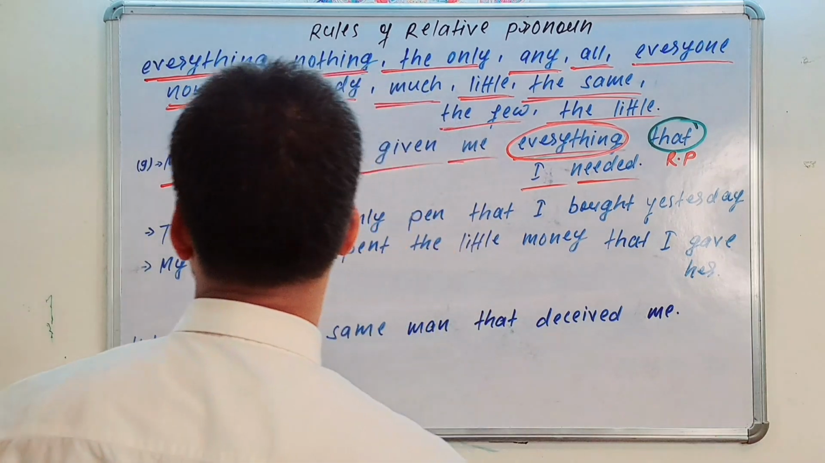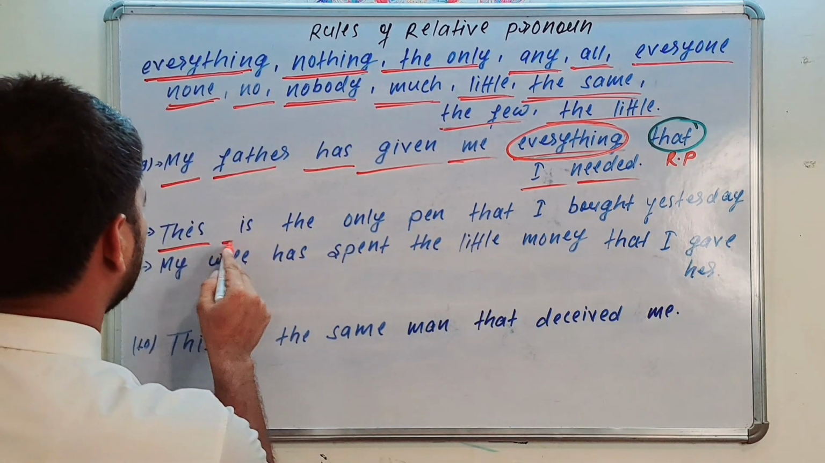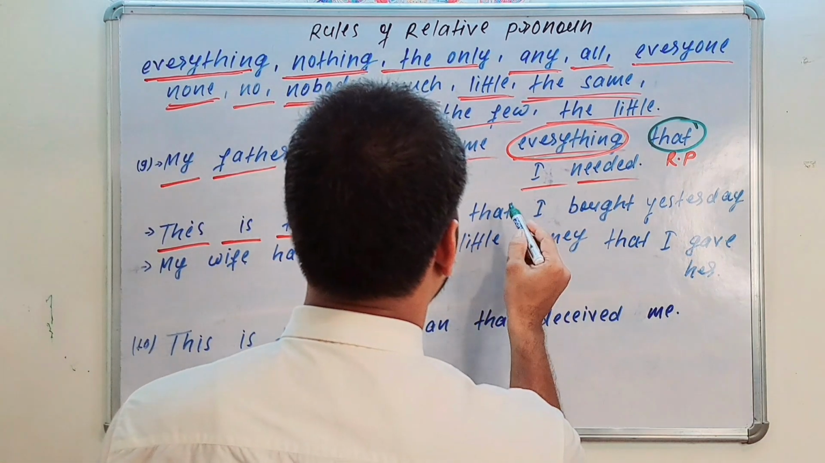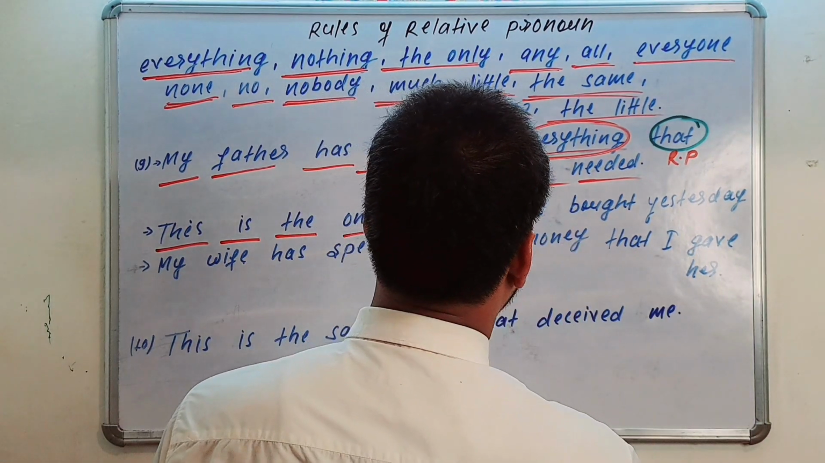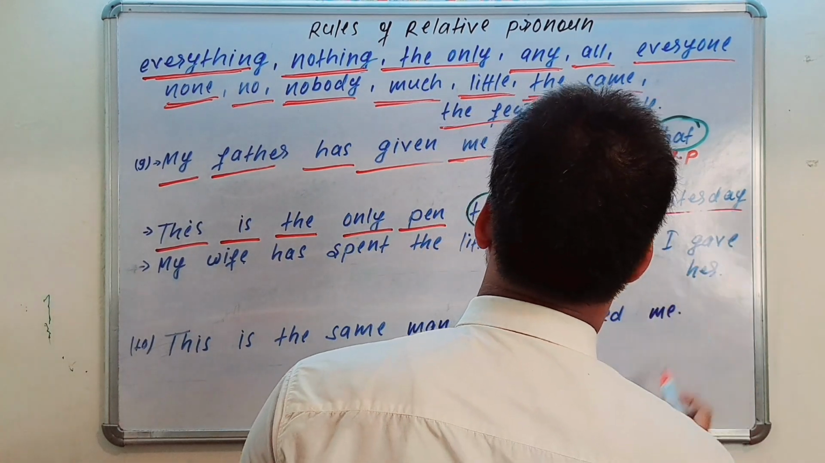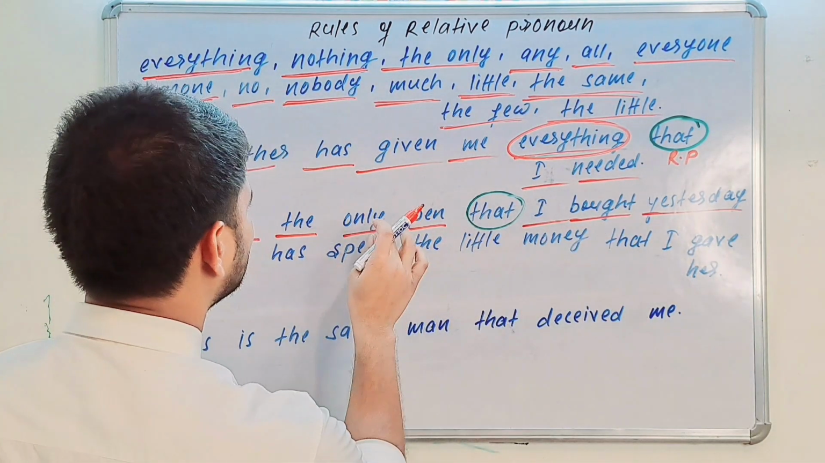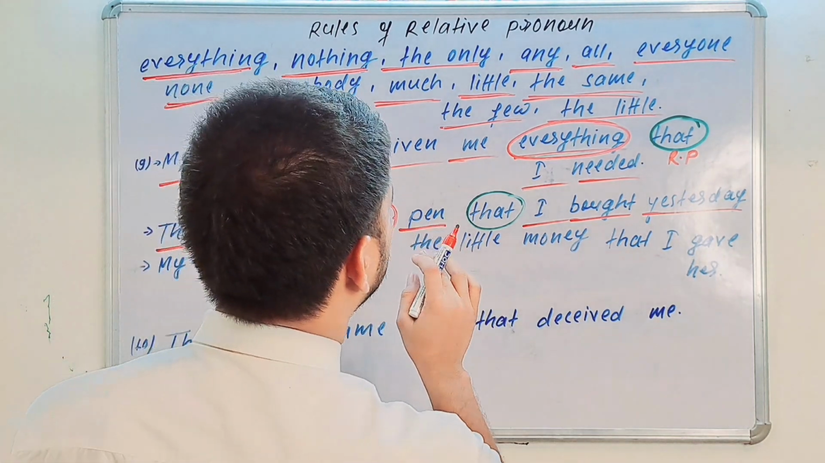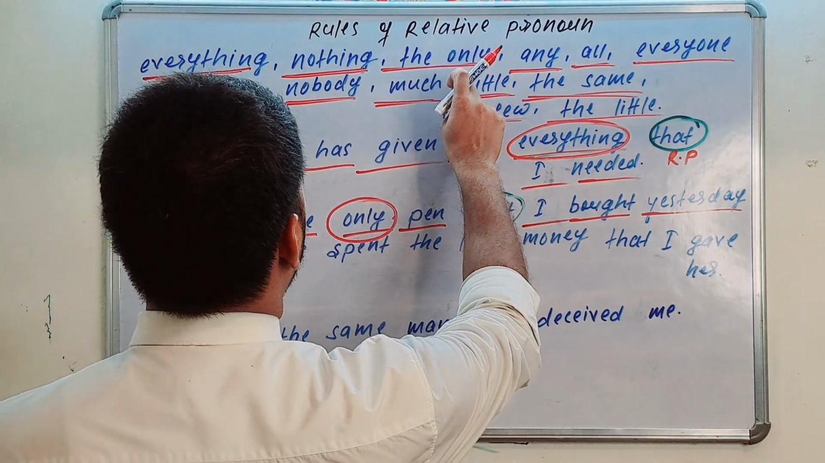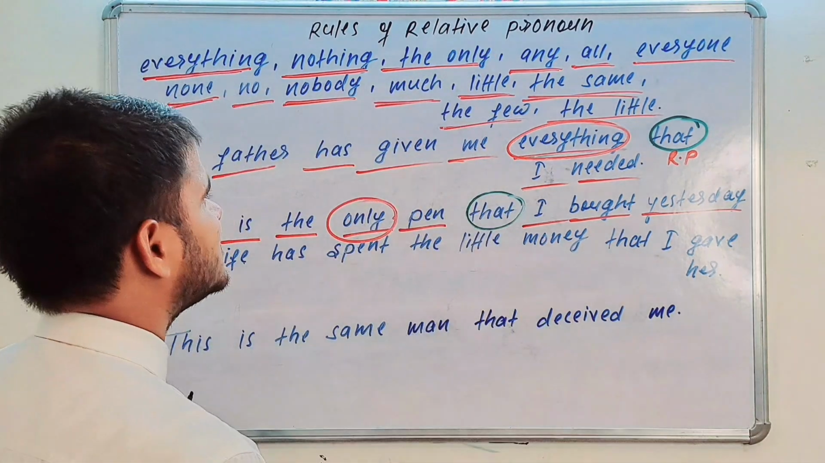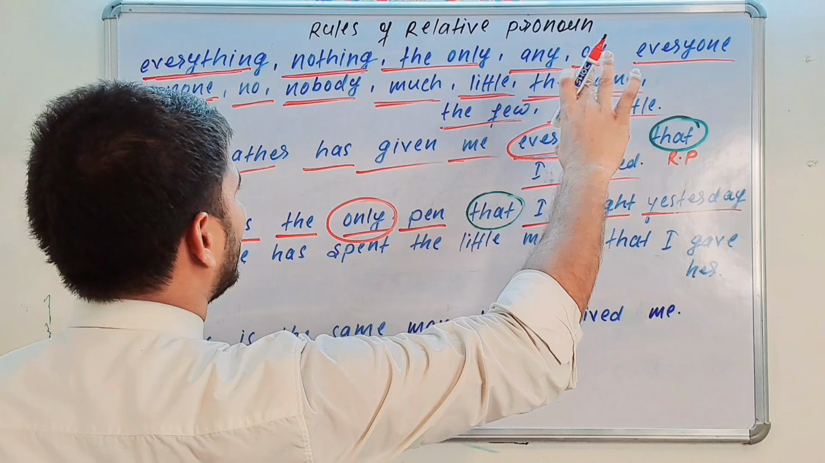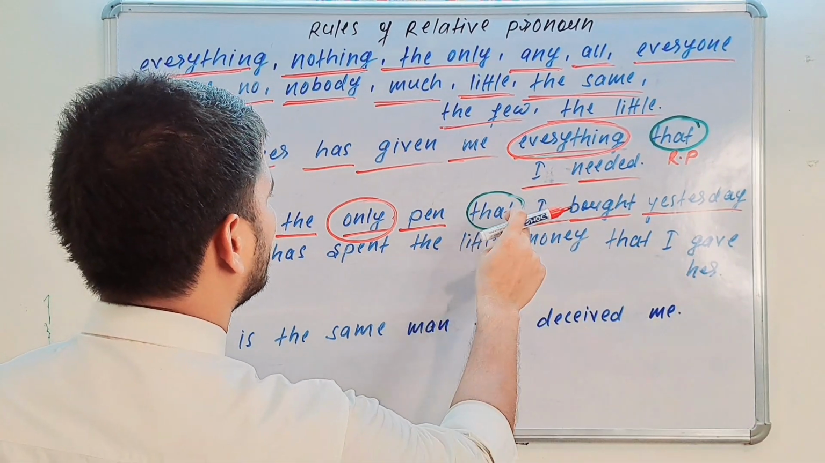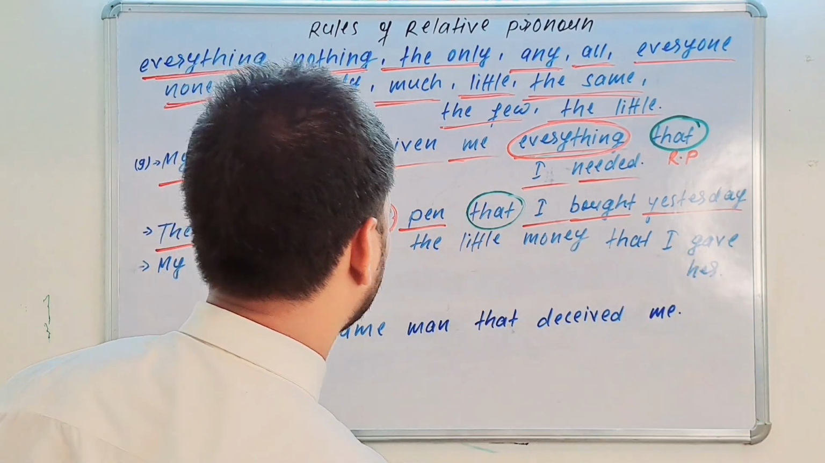Now let's see the next. This is the only pen that I bought yesterday. Again, see here: this is the only pen. Here, the only is used. Just as I told you, after all these words that I have mentioned above, only the relative pronoun that is used. Keep in mind, don't forget.